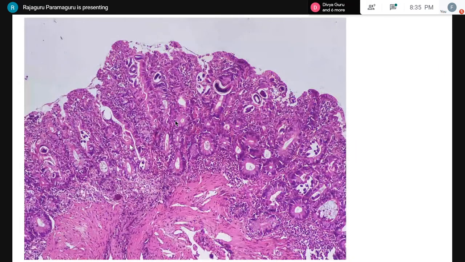This is another case. This is a duodenal biopsy. From YouTube they've answered the previous case: Dr. Komudi Patnaik said herpes, that's great, and so did Nabanita Das. There is a slight lag occurring there.